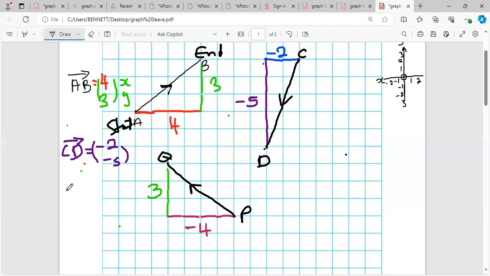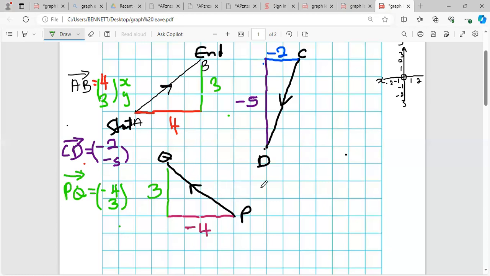So what we can do is write from P to Q. That's what it means. P is your starting point, and you always do your x first, just like in the alphabet. So it's -4, 3.